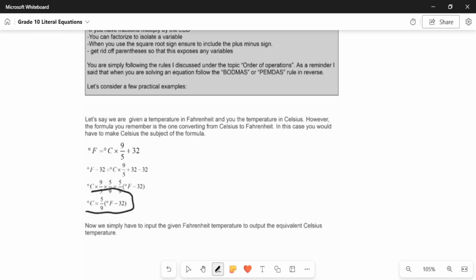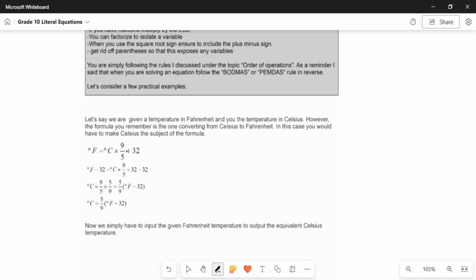Now, let's say that you are required to convert 50 Fahrenheit temperatures to Celsius. This will be a more practical option, as opposed to inputting those 50 different Fahrenheit temperatures and making Celsius the subject of the formula 50 times. Understood? So this is more like a practical way of remembering why we do it. So what would we do first? We need to isolate degree Celsius.